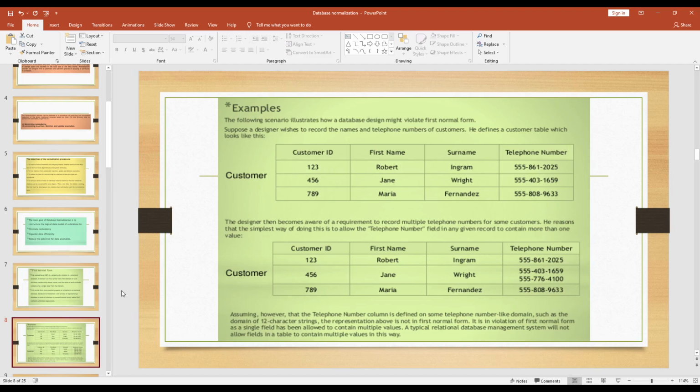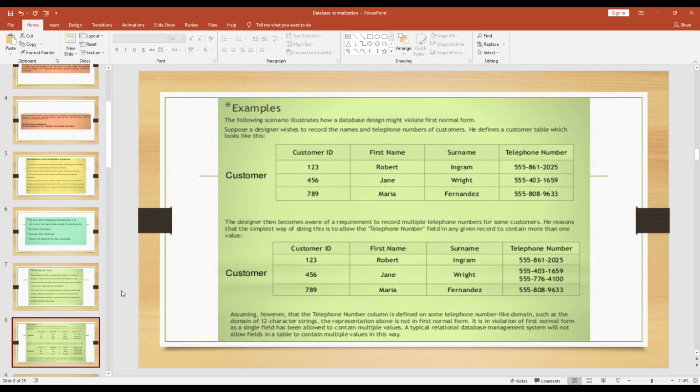The designer then becomes aware of a requirement to record multiple telephone numbers for some customers. The simplest way of doing this is to allow the telephone number field in any given record to contain more than one value. So, in the fourth column, telephone number, the second row adds another number.